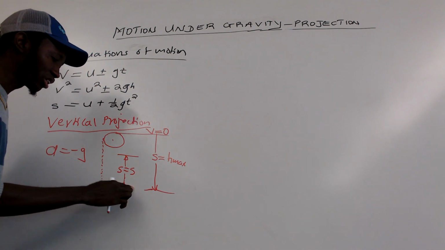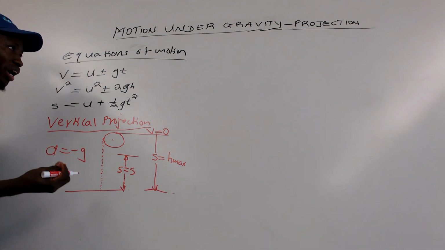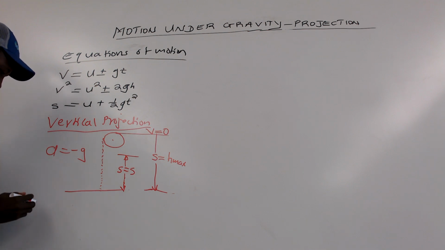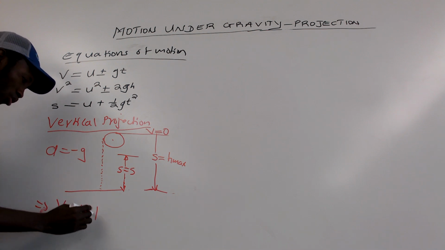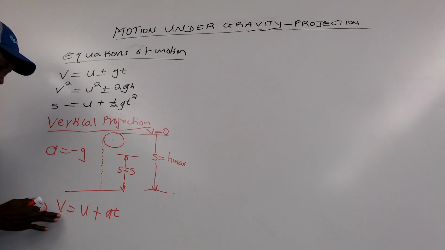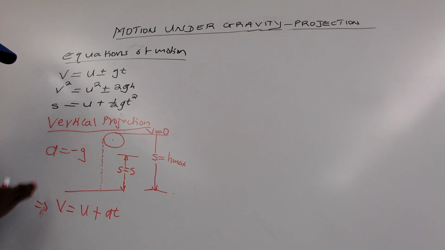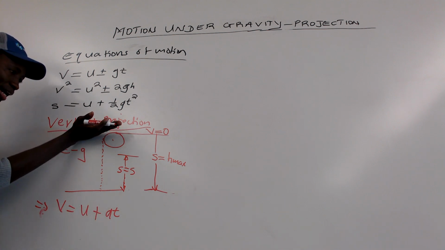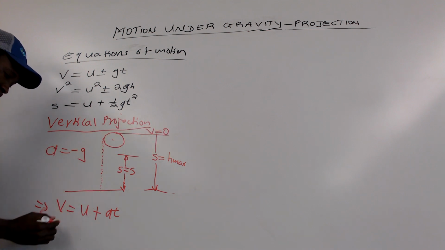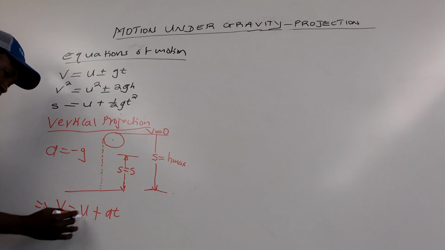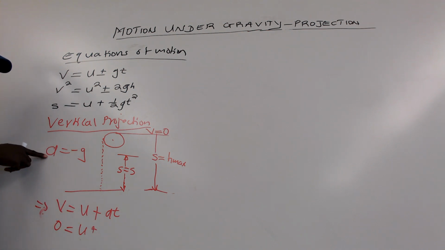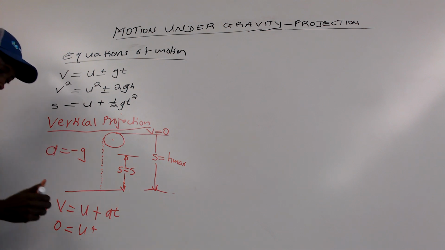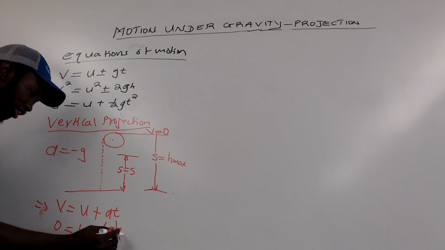So how can we use this to derive equations we are going to use to solve problems under this? We take the first equation from the equations of motion: V equals U plus AT. When an object reaches its maximum height, V becomes 0. So 0 equals U plus, since the object is being projected vertically, A automatically becomes negative g, and T.